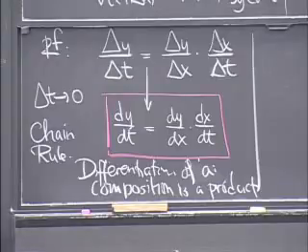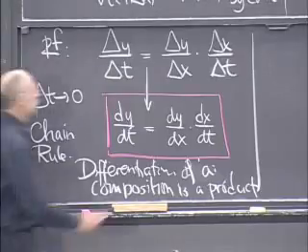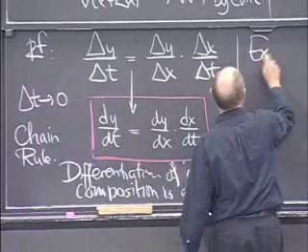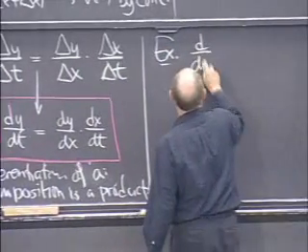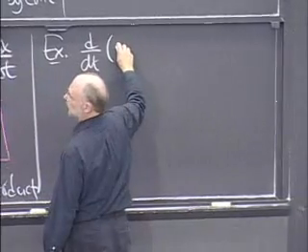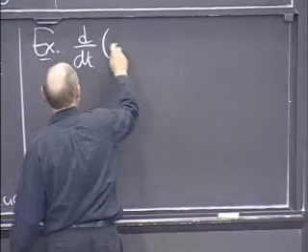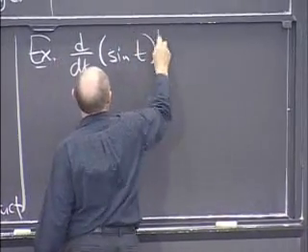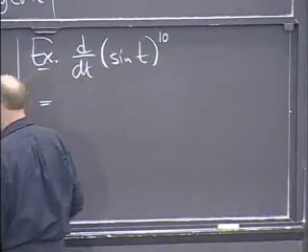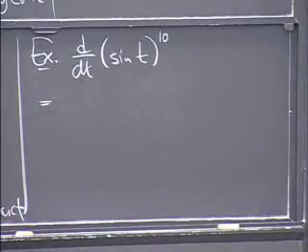Let's just do an example. Let's do this example. See how that comes out. So let's differentiate. What did I say? Sine of t raised to the 10th power. Okay, there's an inside function and an outside function.